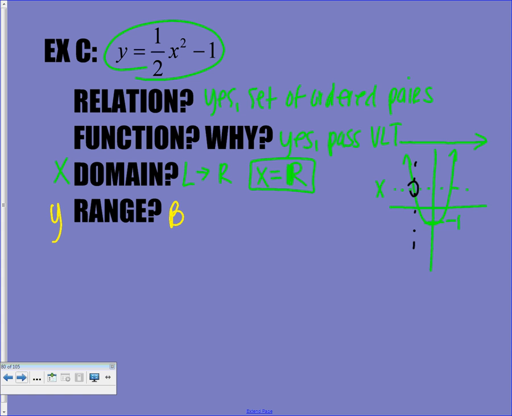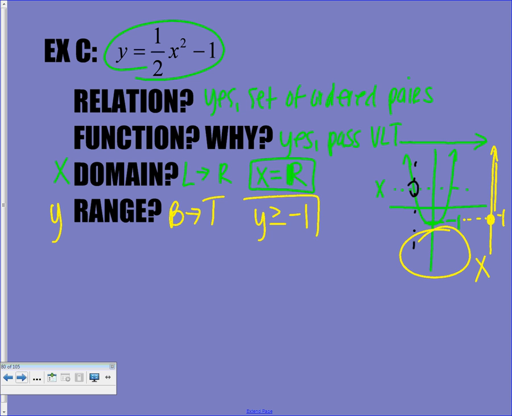Now the range, on the other hand, range is the dependent variables, which is the y. So this time I'm going to look at the bottom of the graph and go to the top. So let's say I start down here and I go to the top of the graph. First, I notice that there's a big hole right here. The graph does not exist down there. I start to see it right here at a y value of -1 and above. So where do you see the graph? Where are the numbers? At a y value greater than or equal to -1.